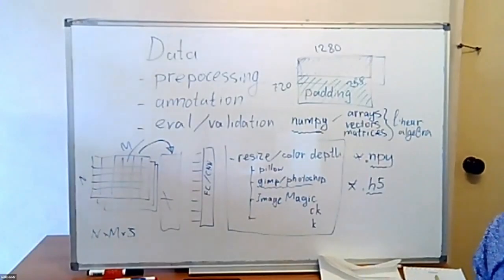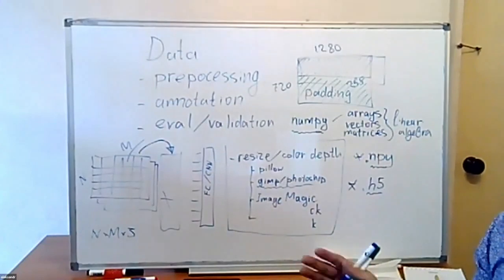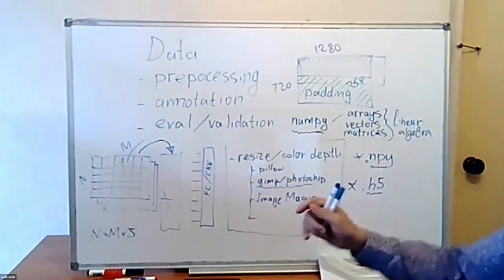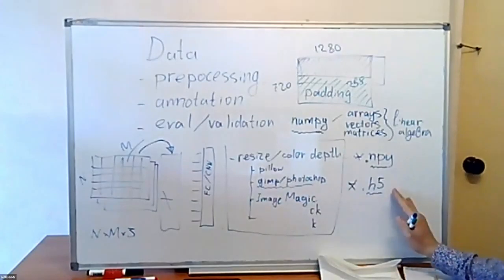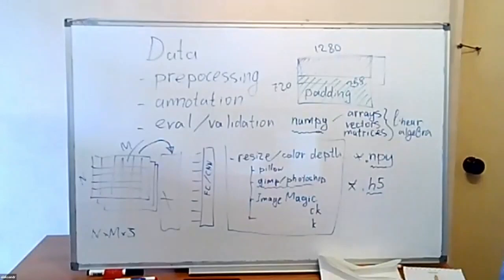So, for example, Google can train some model for months, but training result can be stored in, let's say, H5 format, and then will be used by other people and companies quickly.